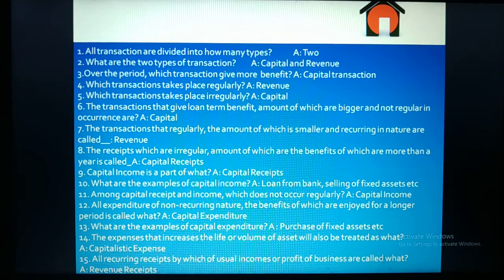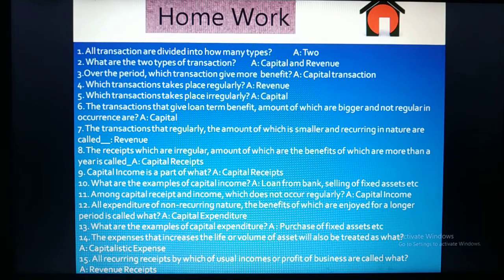Dear student, now I am giving you some important MCQ from this chapter. Before that, I would like to review the chapter. Dear student, only very few things we have discussed in this chapter. The chapter name is capital and revenue transaction. Capital transaction means the transaction which occurred irregularly. That means this type of transaction will not happen in the organization on a regular basis. That's why this is called capital transaction.